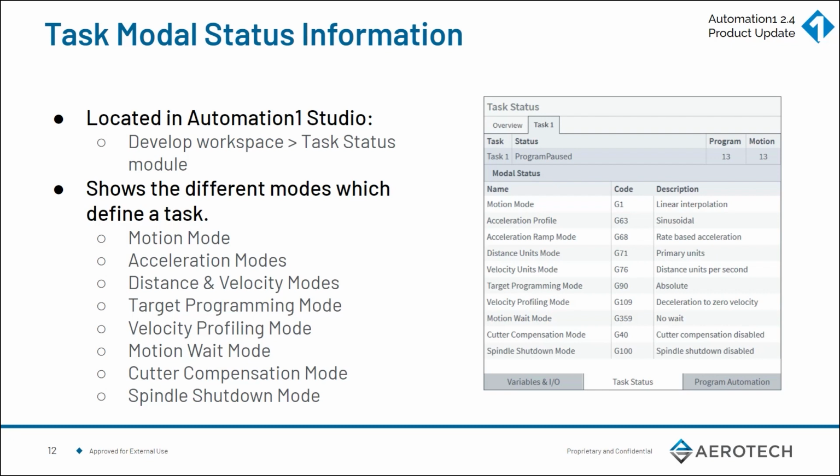And then all the different modal status items are displayed, including your different motion modes, acceleration modes, distance and velocity modes, target programming mode, velocity profiling mode, your wait mode, your cutter comp mode, and also your spindle shutdown mode are all available here. And that's really great when you're doing development work and you want to know whether or not you're in the right programming mode for the type of application you are programming.